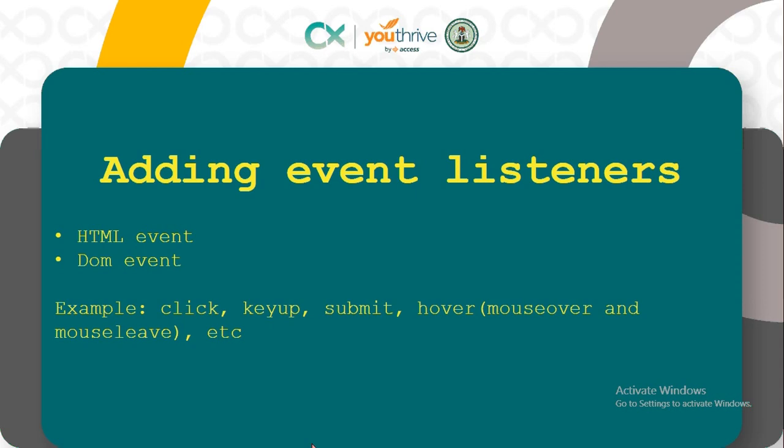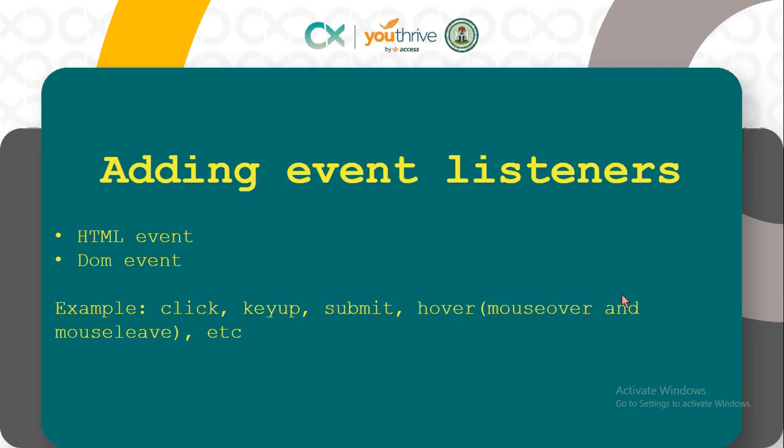An event listener is a special type of function that listens for a particular event from the user. So it can be a click event, as you can see here. It can be a key up event, so when a user clicks a button and releases it, or it can be when a user submits a form. But in JavaScript we don't have the hover just the way we have it in our CSS. We can have, for example, the mouse over and the mouse leave. So that can give you the behavior of a hover event.